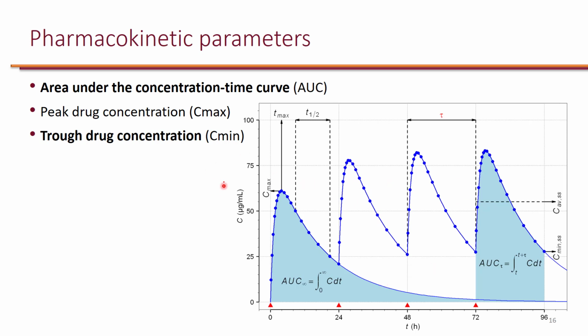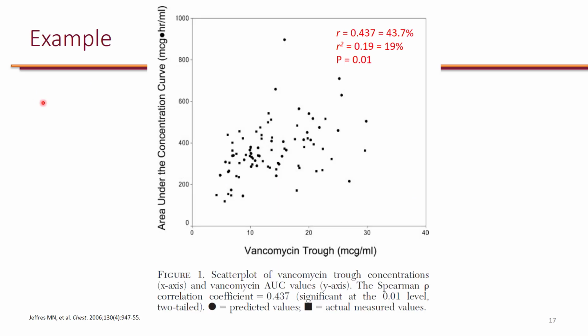So now that we know what's a peak, what's a trough, and what's an AUC, or area under the concentration time curve, let's look at an example. So in this study, vancomycin is an antibiotic. They were looking to see if there's a correlation between vancomycin trough levels and AUC. On the x-axis, they are showing you the different vancomycin troughs, and on the y-axis, the area under the concentration curve. This is a scatter plot of all the values that they got in the study, and they want to see if there's a correlation between trough and AUC.